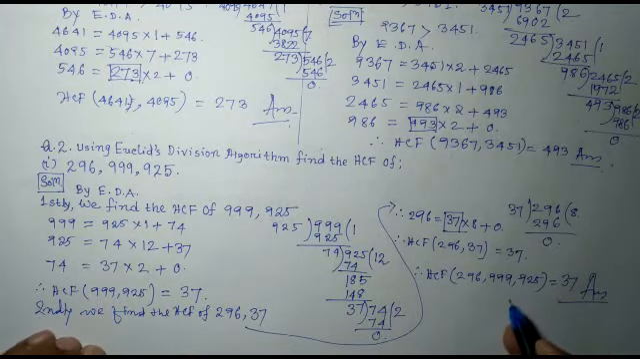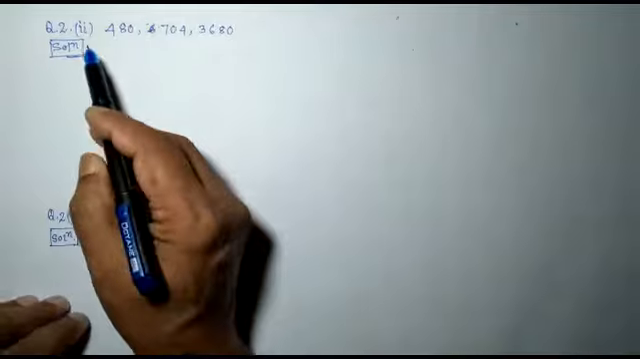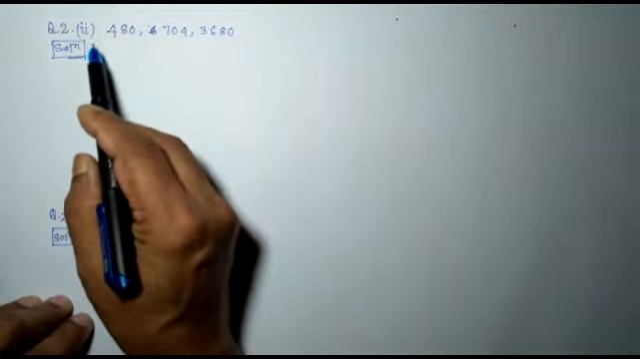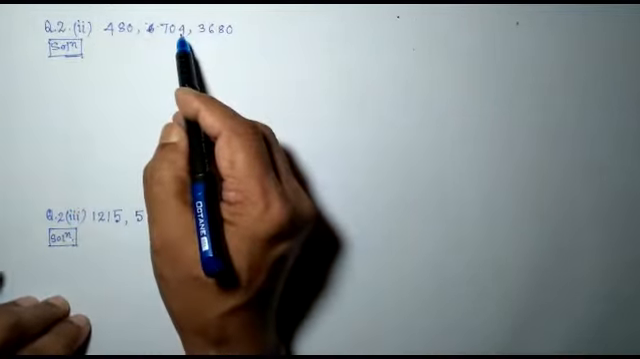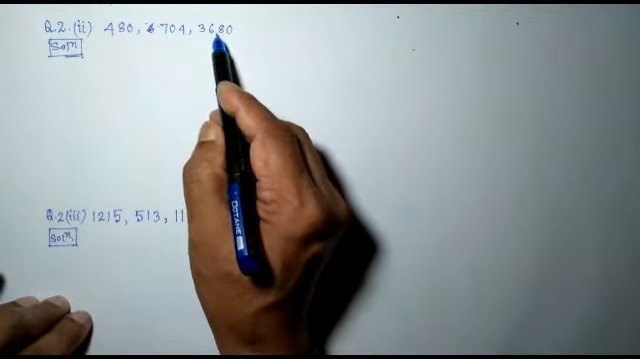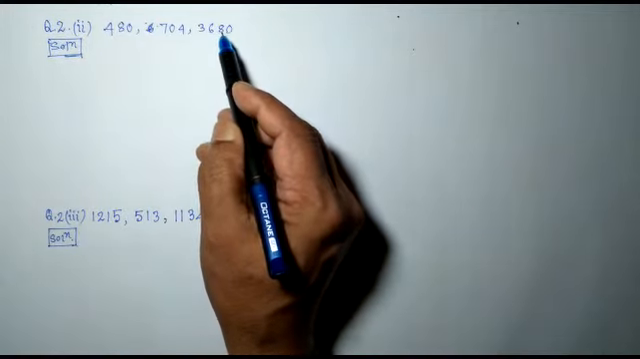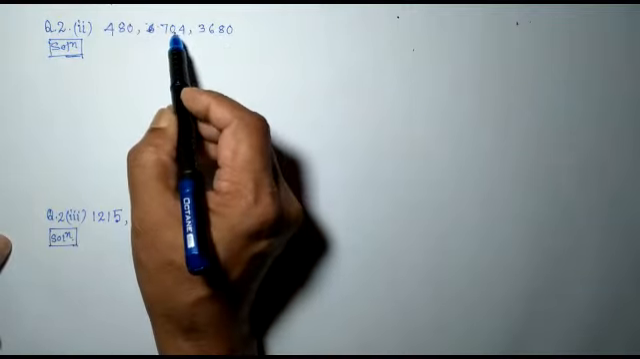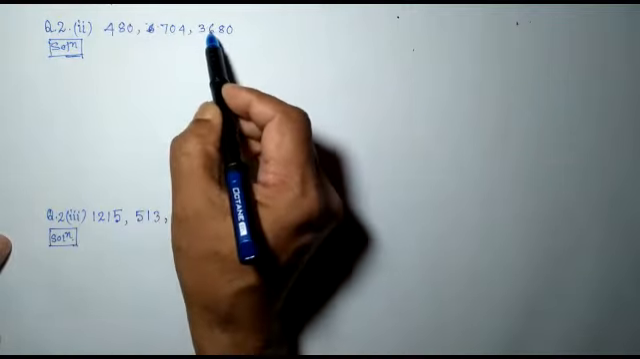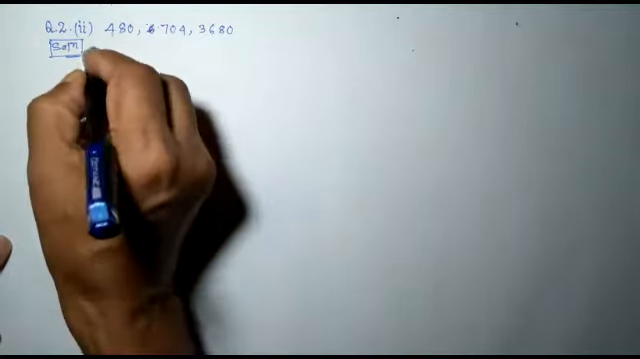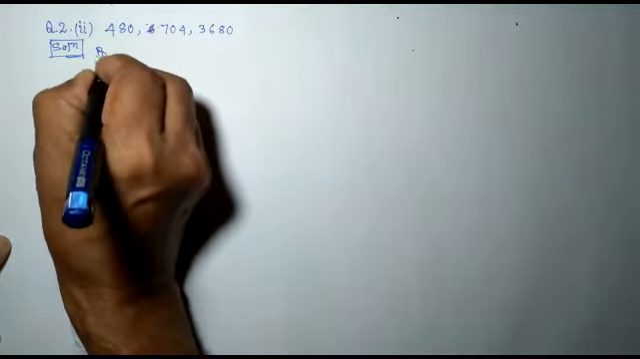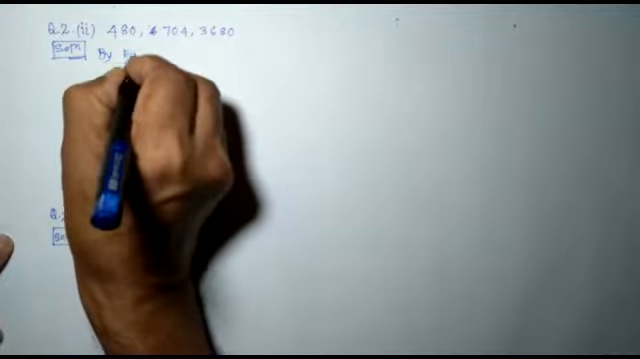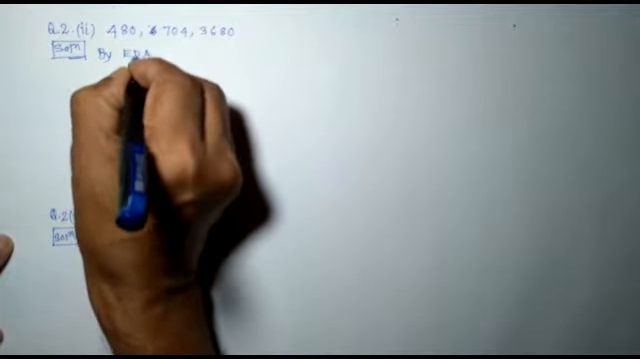And look at question number 2, sub number 2: 480, 704 and 3680. So first we find the H.C.F of the two bigger numbers, 704 and 3680. So we write here by E.D.A, Euclid's division algorithm.